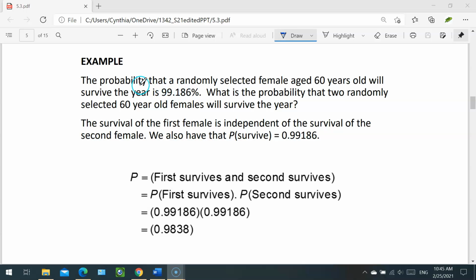And we went over this example in the class yesterday. Finding the probability of a female aged 60, the survival rate is this percentage. Now, if you are looking for two randomly selected females in that age group, what would be the probability of the survival rate of the two females? You simply multiply the survival rate of the first female by the survival rate of the second female. That would be the probability when you are looking for two females at that age group 60, the survival rate of that year.